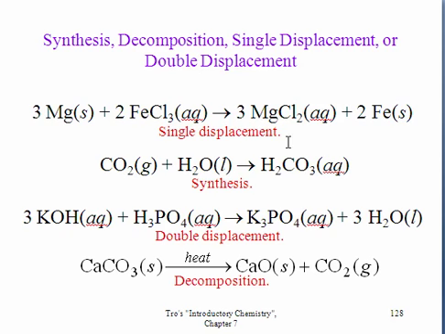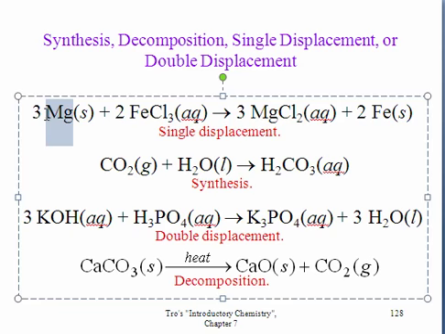And our first is a single displacement. We have one element as a reactant and a different element as a product. Here we have two substances forming one, so that's one compound, so that's a synthesis. Here we have double displacement because our ions are switching. Acid-base reactions are always going to be double displacement. And here we have decomposition. As we heat calcium carbonate, it breaks down to calcium oxide and carbon dioxide.